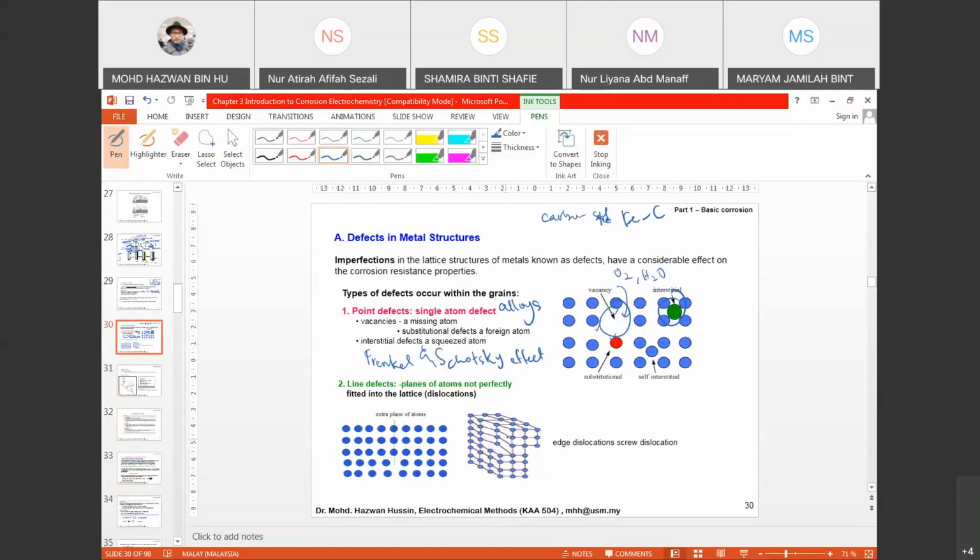This is more or less where the plane of atoms is not perfect. We are talking about the crystal structure of a metal. If you have a defect, for example, where the lines of the plane are not aligned together, it can create gaps, and then oxygen and water can penetrate and damage this region.